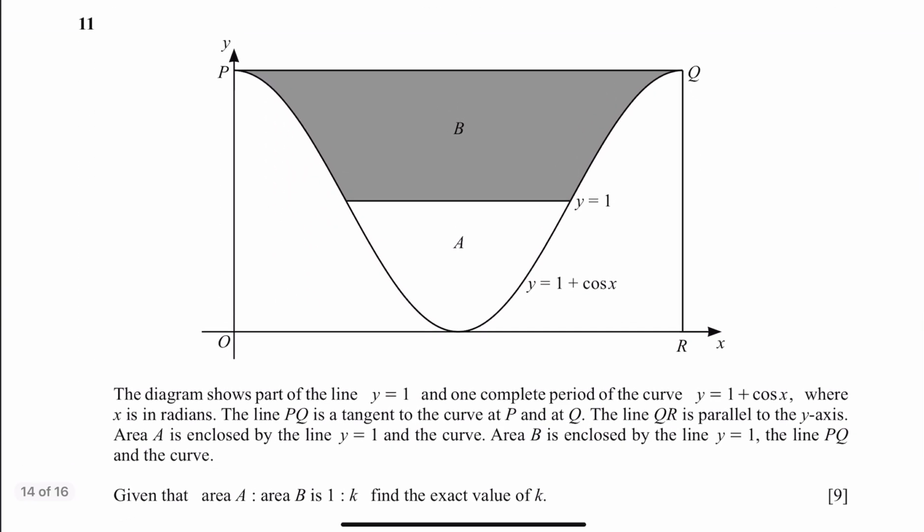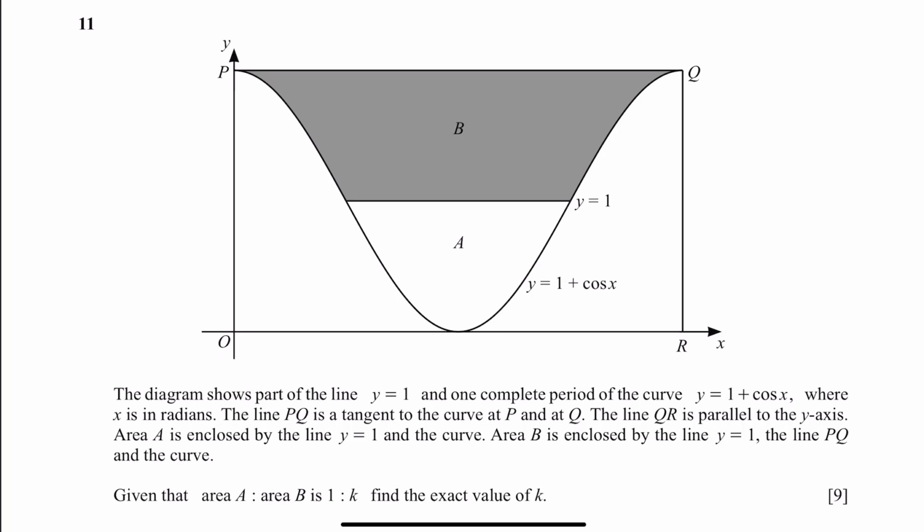All right, so question 11. The diagram shows part of the line y equals 1 and 1 complete period of the curve y equals 1 plus cos x, where x is in radians. The line PQ is a tangent to the curve at P and at Q. The line QR is parallel to the y-axis. Area A is enclosed by the line y equals 1 and the curve. Area B is enclosed by the line y equals 1, the line PQ, and the curve.